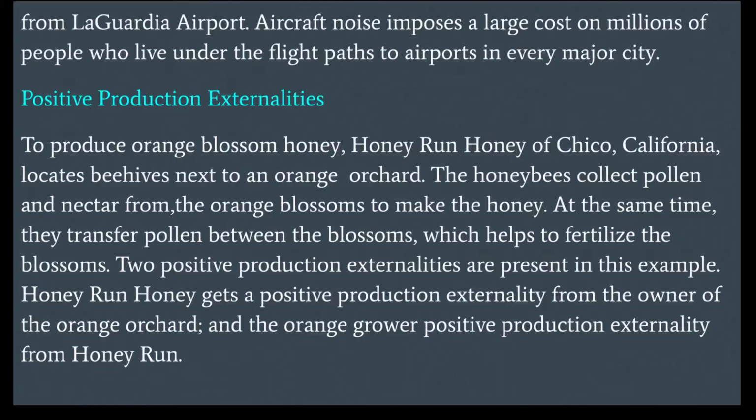Positive production externalities. To produce orange blossom honey, Honey Run of Chico, California locates beehives next to an orange orchard. The honeybees collect pollen and nectar from the orange blossoms to make the honey. At the same time, they transfer pollen between the blossoms, which helps to fertilize the blossoms. Two positive production externalities are present in this example. Honey Run gets a positive production externality from the owner of the orange orchard, and the orange grower gets a positive production externality from Honey Run.